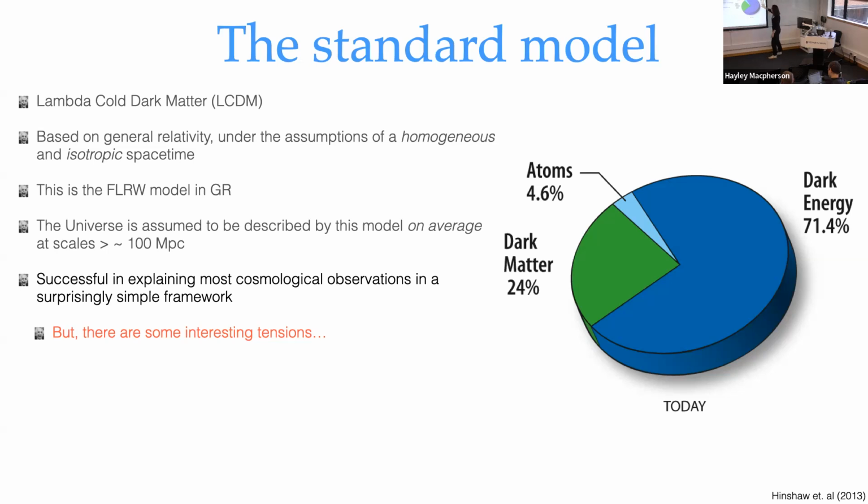This dark energy makes up 70% of the energy density of the universe. Dark matter makes up most of the matter in the universe, or 24% total, and only about 4% of the universe is all the regular atomic matter that we see all around us. This model is based on Einstein's theory of general relativity, specifically under the assumptions of a homogeneous and isotropic space-time metric. All this means is that our space is the same regardless of where we're located, and it's isotropic, so it's the same regardless of which direction we're looking in.